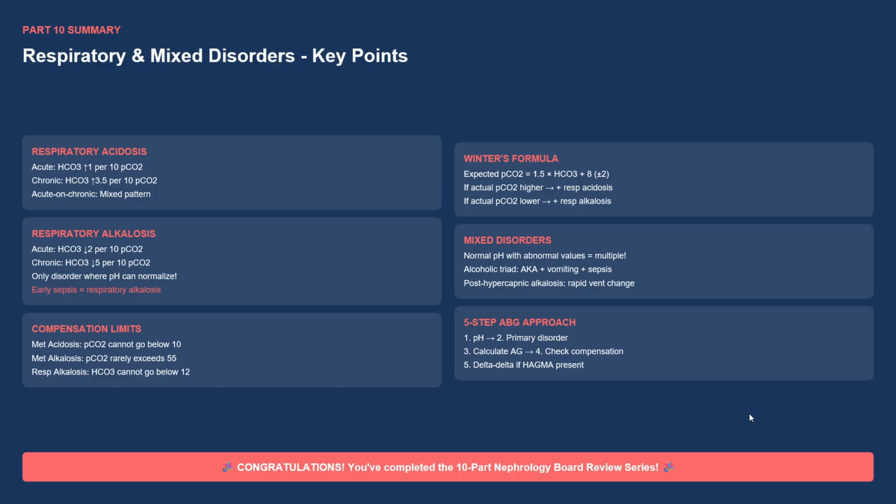Mixed acid base disorders are extremely common, and one of the biggest clues is a normal pH with abnormal bicarbonate and carbon dioxide values. When that happens, always slow down and look for multiple processes occurring at the same time. And finally, always stick to a systematic approach. Start with pH, identify the primary disorder, calculate the anion gap, check compensation, and then calculate delta delta when a high anion gap is present. Following this sequence makes even complex cases much easier to interpret.